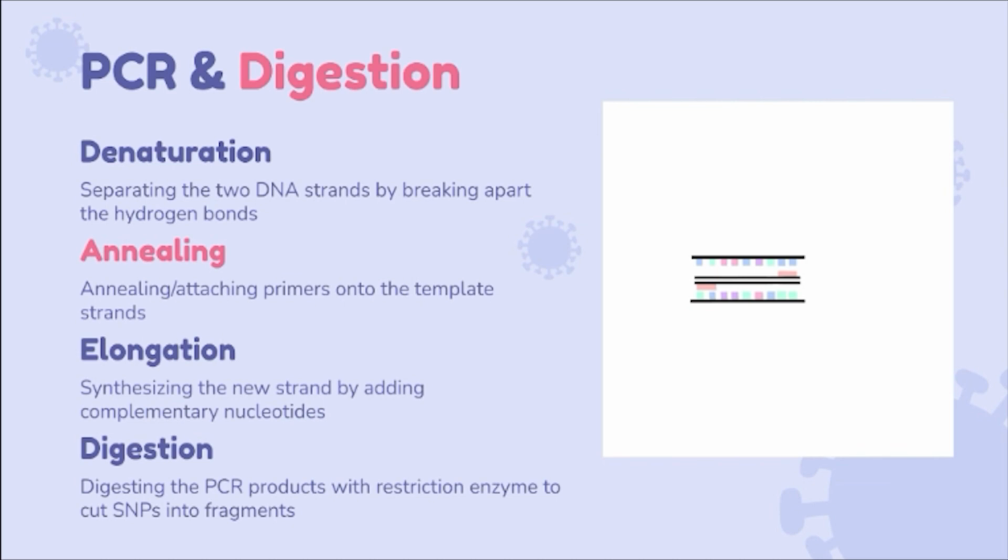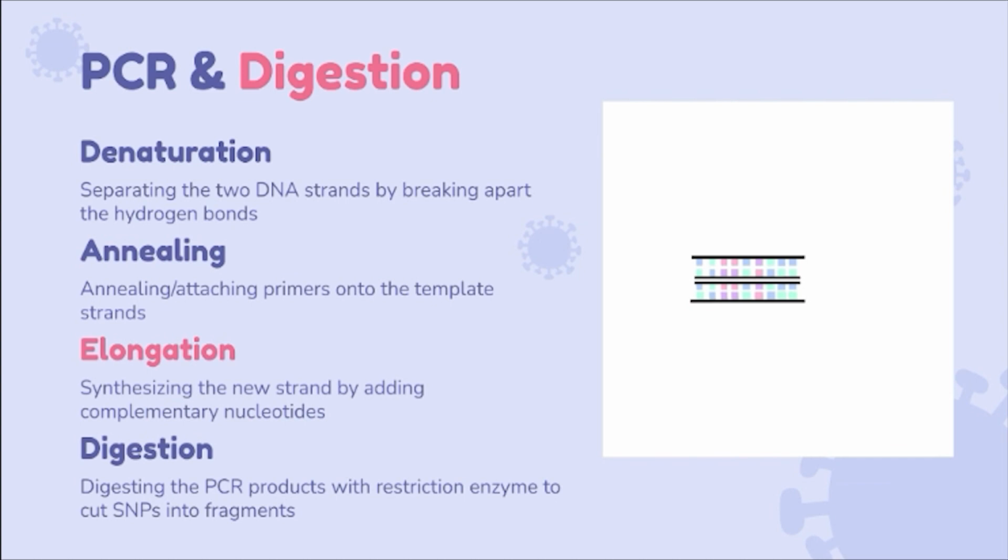During annealing, the temperature is cooled to be around 72 degrees Celsius, and primers are bound to complementary DNA sequences. As mentioned before, a new DNA strand cannot simply be created. It needs to be added onto something or be elongated from something. Therefore, we need to add these primers.